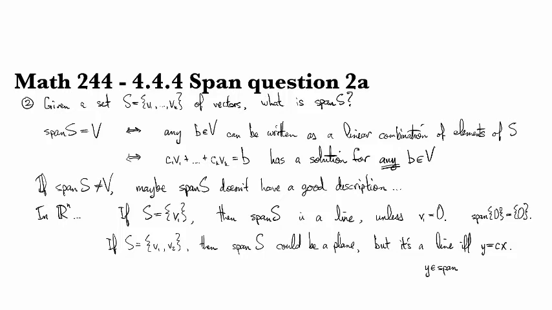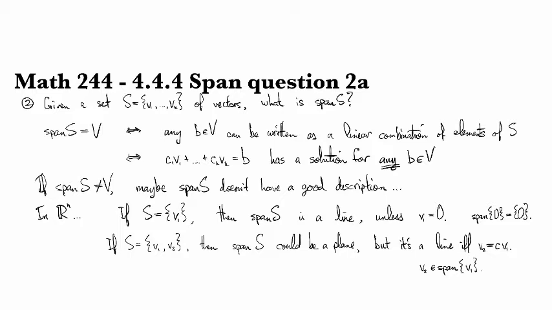Oh, why am I calling these X and Y? I'm sorry. Let me back up. I forgot I changed notation. It's a line if and only if V2 is equal to C times V1. And that's exactly the same thing as saying that V2 is in the span of V1.